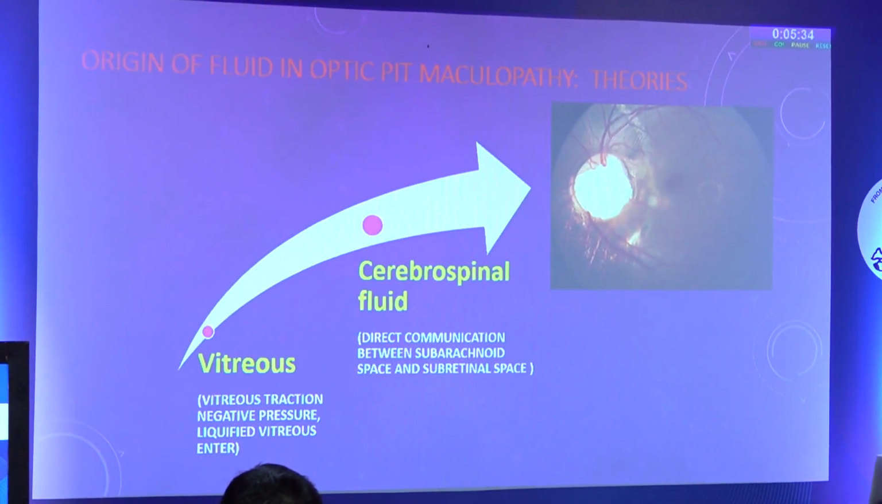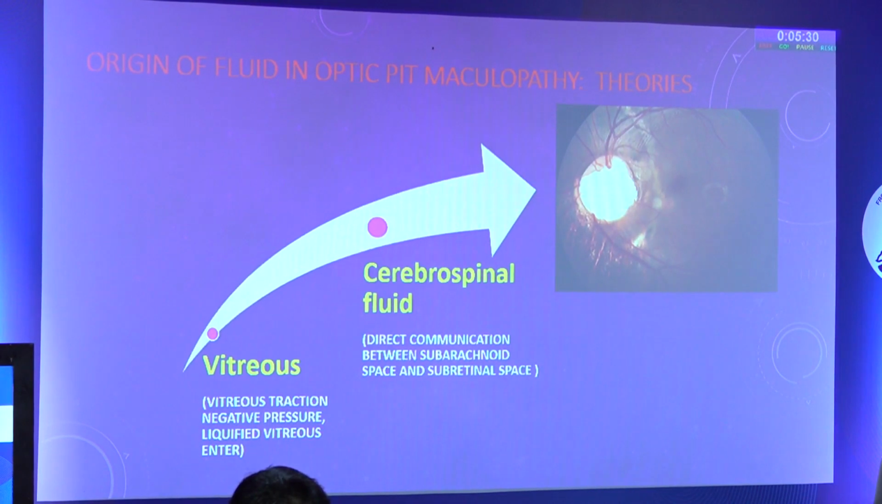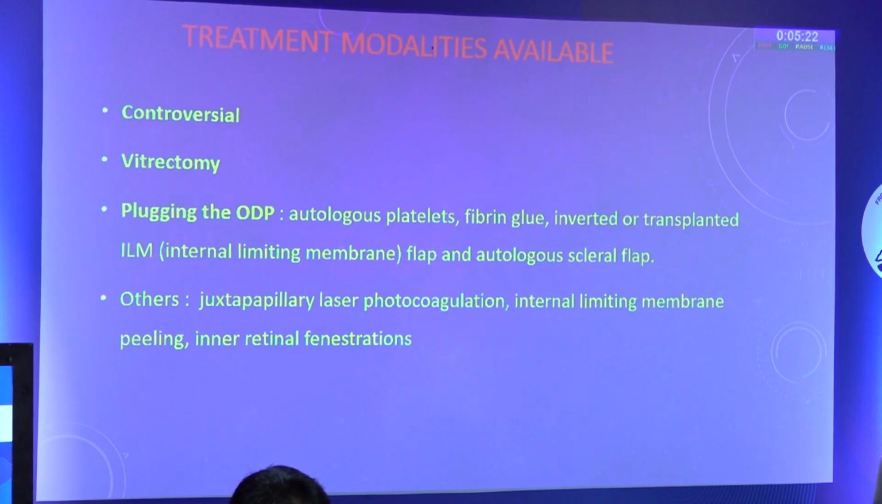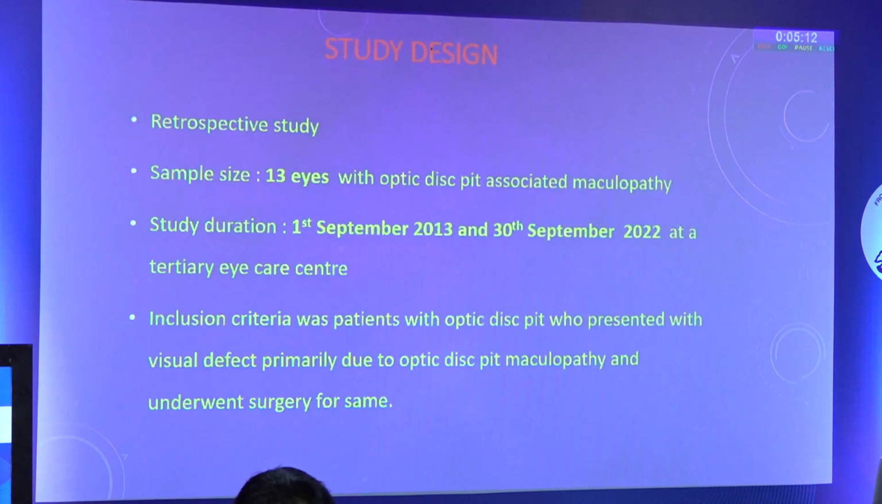The origin of fluid is still controversial. There are two major theories: one is from the vitreous and the other is from cerebrospinal fluid, as there is a direct communication between the subarachnoid space and the subretinal space. Again, treatment modalities are controversial. Vitrectomy is the preferred one. Plugging the optic disc pit with different materials, like autologous platelets and scleral graft, has been tried.